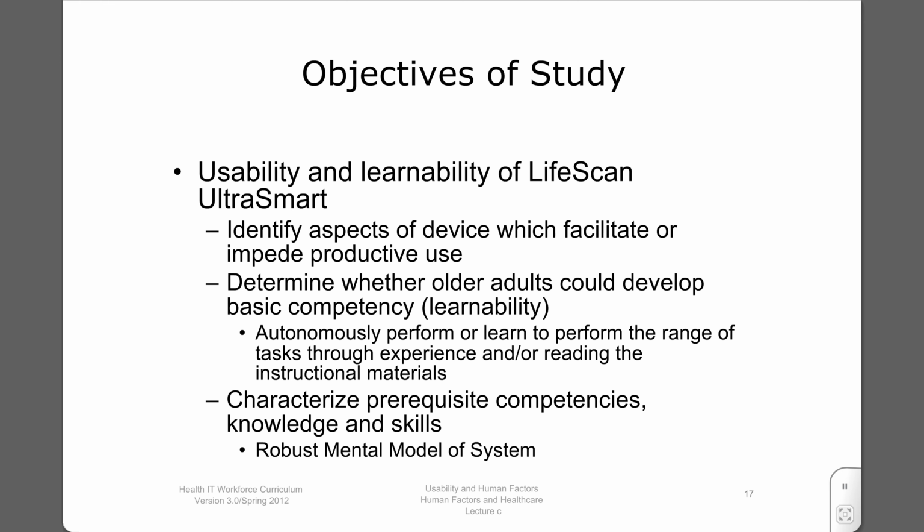The objective of this study was to assess the usability and learnability of LifeScan UltraSmart glucose meters. Specifically, the study focused on identifying aspects of the device that either facilitated or impeded productive use of the device. The study also endeavored to determine whether older adults could develop basic competency with this device. Is this meter appropriate for older adults? Could they develop robust mental models of the device through interacting with it over a period of time?